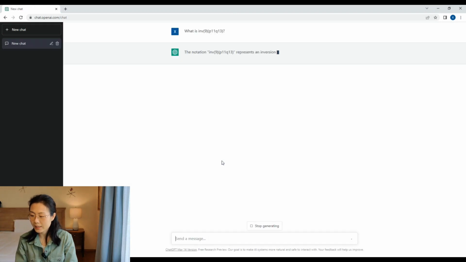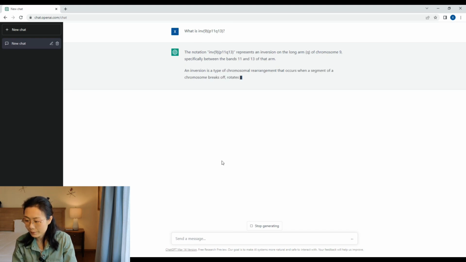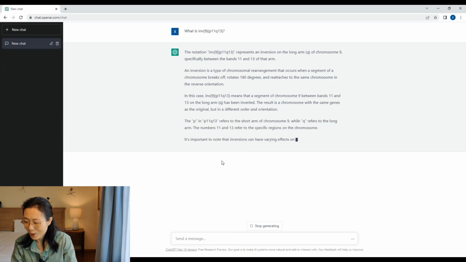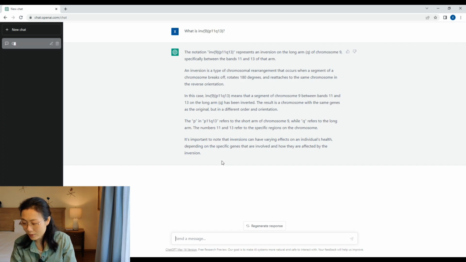So if I just ask it as such, you can see that it explains what an inversion is, that it's a rotation of 180 degrees, meaning that it's flipped. So that interpretation is correct as far as exactly what it is. And in the end, it says that it's important to note that inversions can have varying effects on an individual's health. That's correct, depending on the specific genes that are involved and how they are affected by the inversion.